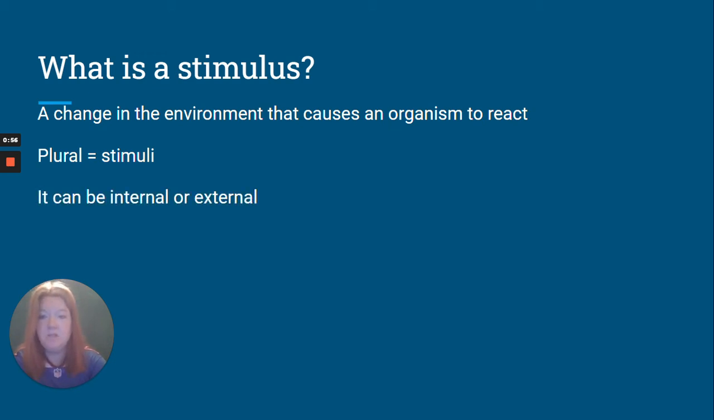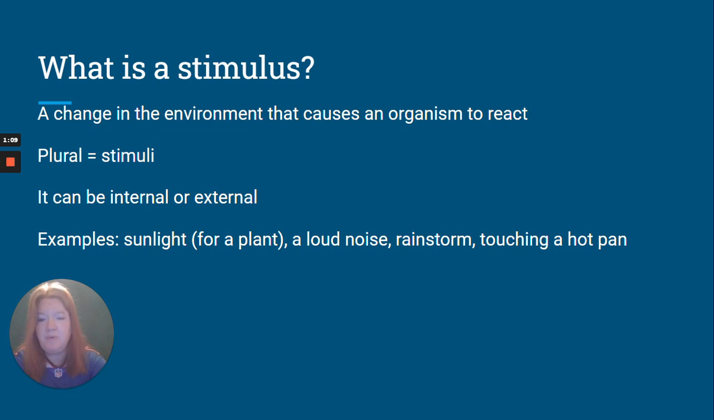The stimulus or stimuli can be internal or external. So something can be happening inside the body that causes an organism to react, or external. So examples would be sunlight. Well, that's for a plant mostly. A loud noise, a rainstorm, touching a hot pan, your stomach growling, a headache. Okay, there's a lot of things that can be a stimulus.